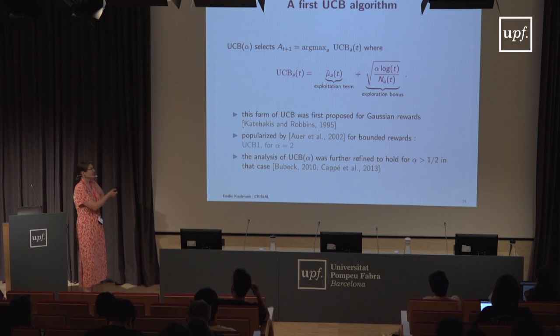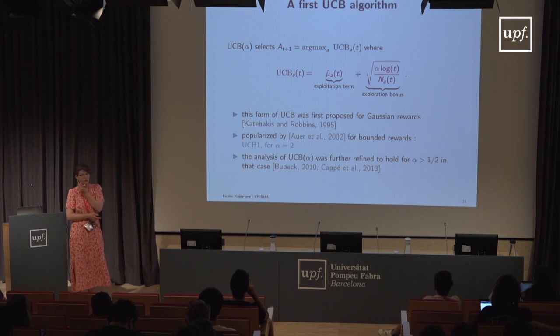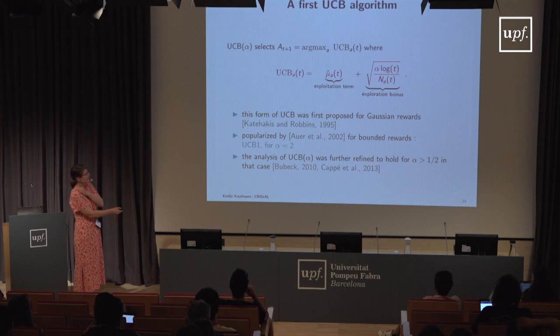So as I showed you, a possible UCB based on Hoeffding takes the following form: empirical mean plus something that we sometimes call the exploration bonus, of the form square root of some parameter alpha log t divided by the number of draws.